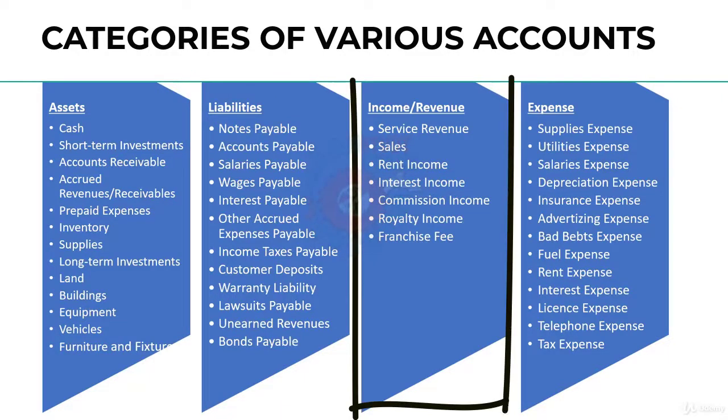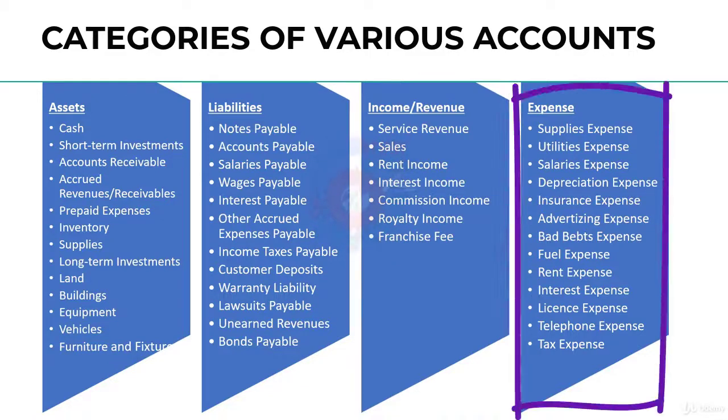Similarly, income or revenue: service revenue, that means revenue earned from the services. Sales, you make sales and you earn money from sales. That is also your income, your revenue. Rent income, a company leases some building and receives rent. It's an income. Interest income, any interest on, say, a fixed deposit is an income for the business. Royalty income, commission income, these all are income for the business.